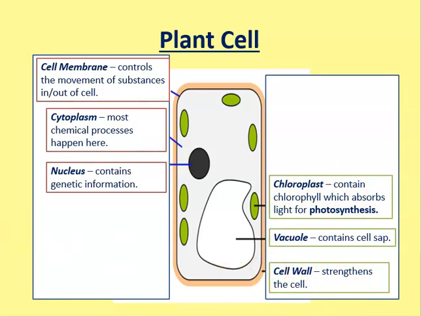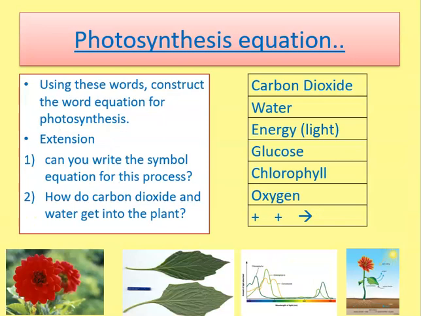Okay, moving on. So you will have done this at Key Stage 3, but this also is a revision session, so you should be able to do this now. Please can you have a go at writing a word and symbol equation for photosynthesis? So I've put the words there for you. You need to put them in the right order. Use the pluses, use the arrow, see if you can work it out. And if you can, write a balanced symbol equation for this process as well?